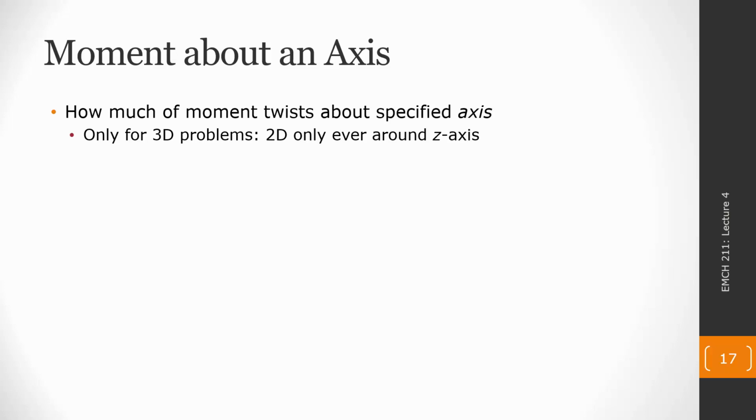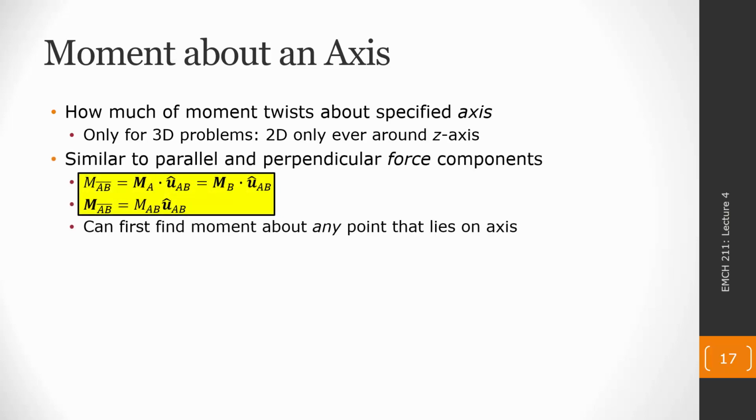Now we can only do this in 3 dimensions because in 2 dimensions, the only possibility is that we're going to have a moment around the Z axis. But in 3D, as we saw when we took the moment around a point, there's going to be potentially some twisting around the X, the Y, or the Z, and we want to find, when we take the moment about an axis, how much is just along some specific axis. So it's very similar to what we did with forces when we were looking at how much of a force acts along a specified axis or a specified direction. And actually the procedure is going to be similar as well. But we're interested, like with the forces, in how much is parallel to a specific axis.